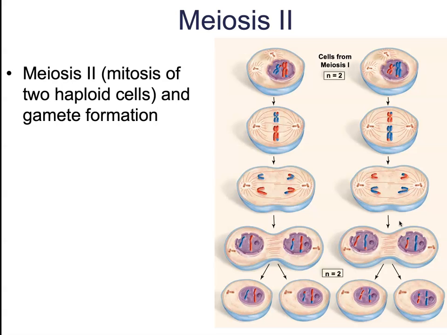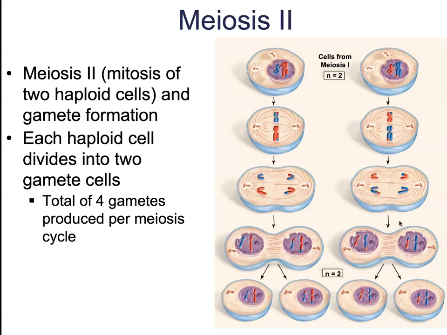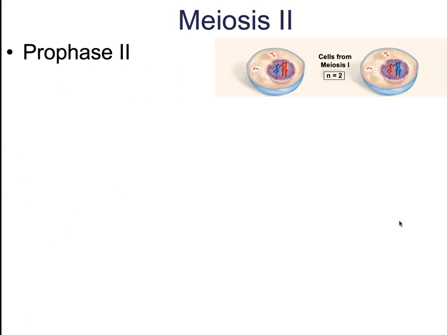This is going to be the mitosis of 2 haploid cells and then the ultimate gamete formation. Meiosis II looks almost exactly like mitosis. The only difference is that we're starting off with a haploid cell and we're going to finish up with a haploid cell, as opposed to mitosis where we start with a diploid cell and we end with a diploid cell. But really, that's the only difference. In Meiosis II, each haploid cell is going to divide into 2 gametes. We're going to end up with a total of 4 gametes per meiosis cycle.